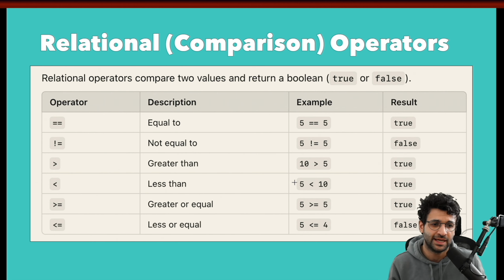And then you have the less than: 5 less than 10. That is true. Greater or equal: you say 5 is greater or equal to 5, and that'll be true. The way you say it is the same way you write it. So you start with the greater than, and then you put the equals. Same for less than or equal. You get the point. Let's look at some examples.